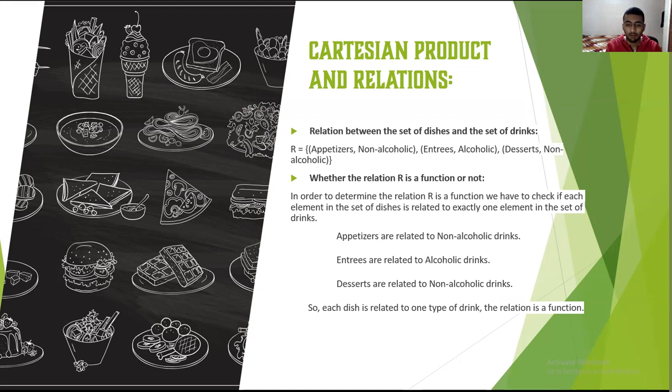Here we can see appetizers are related to non-alcoholic drinks, entrees are related to alcoholic drinks, and desserts are related to non-alcoholic drinks. These are some examples that we have used to better understand the topic. Each dish is related to one type of drink, so the relation is a function.